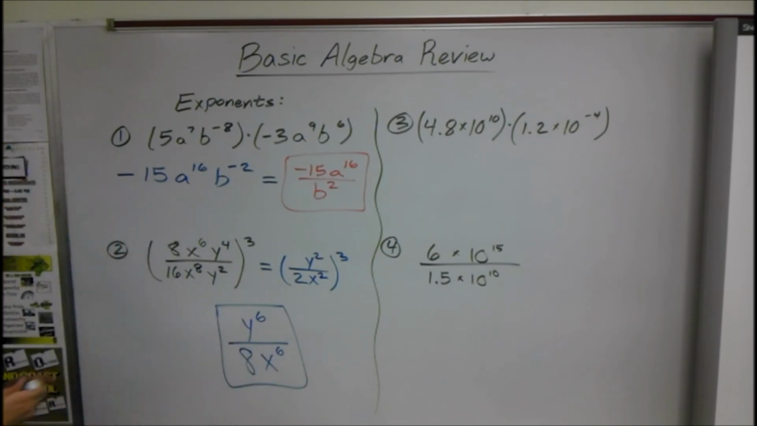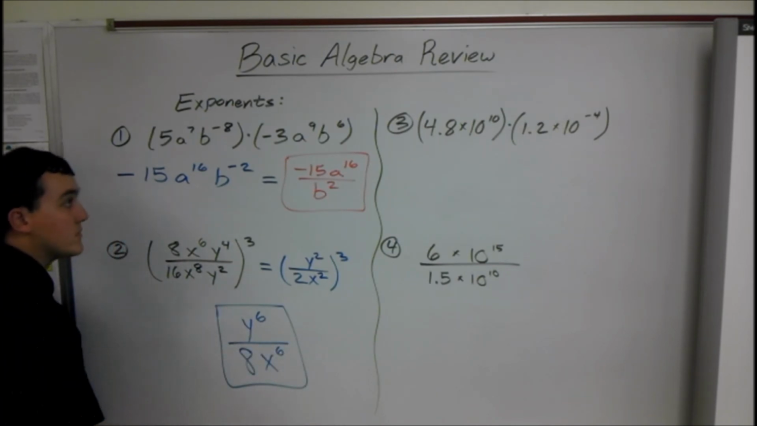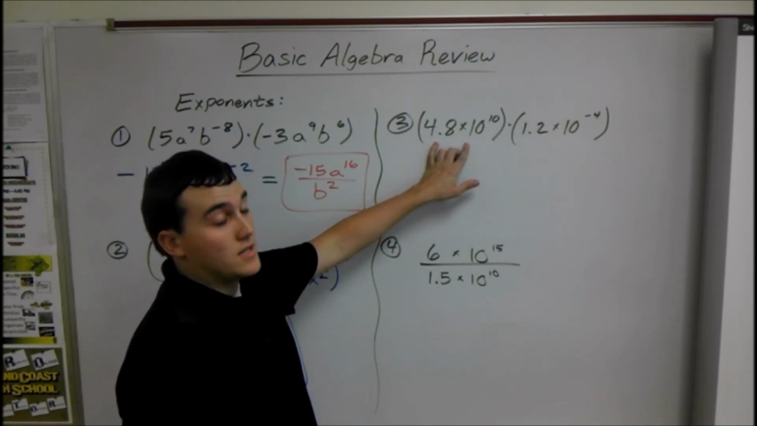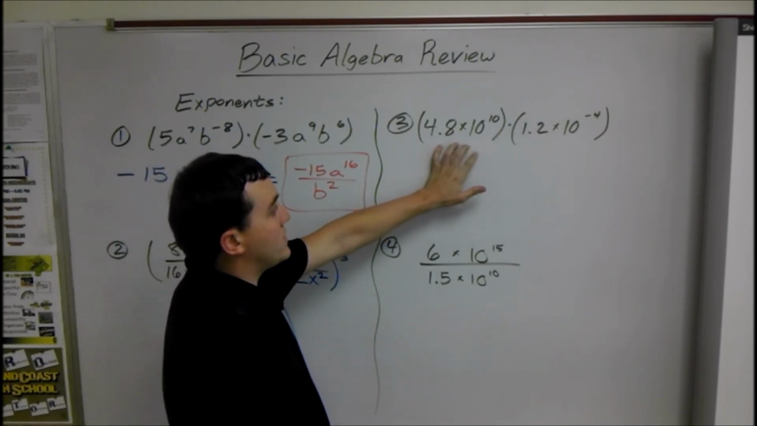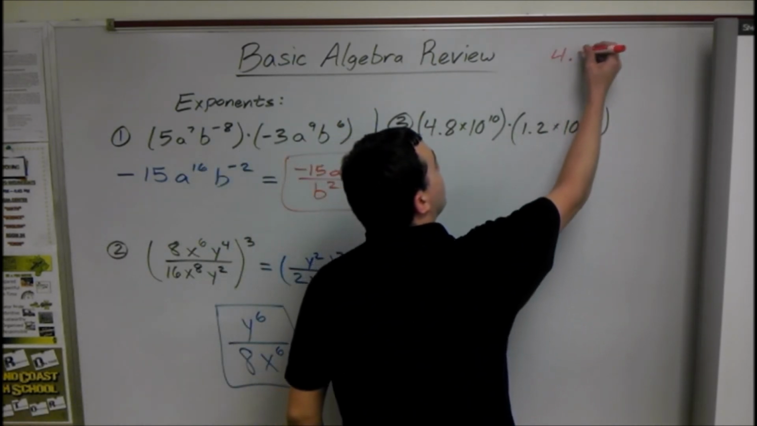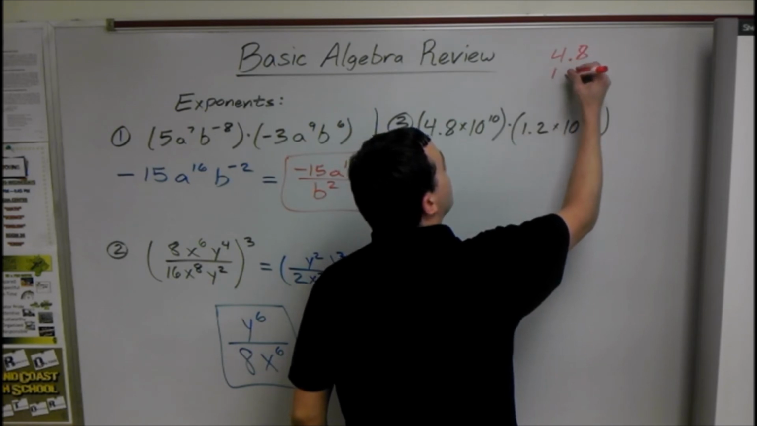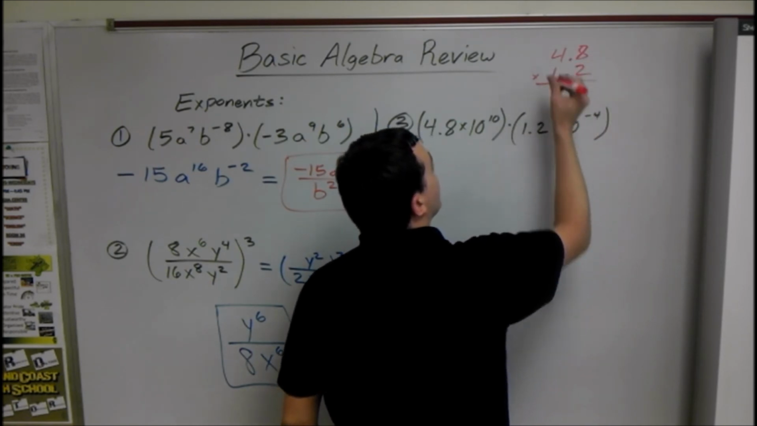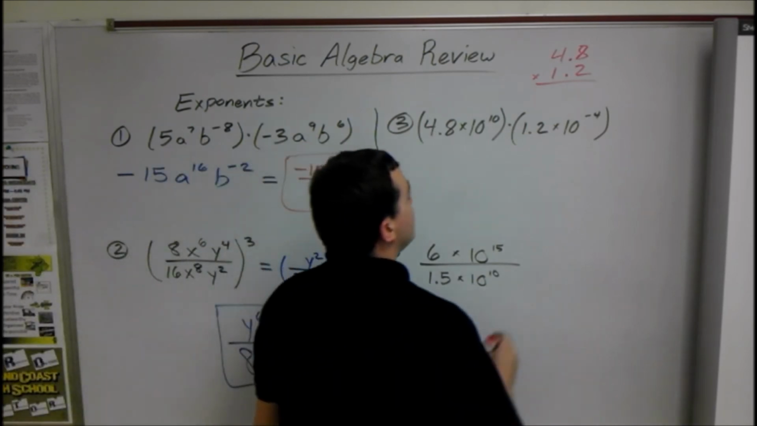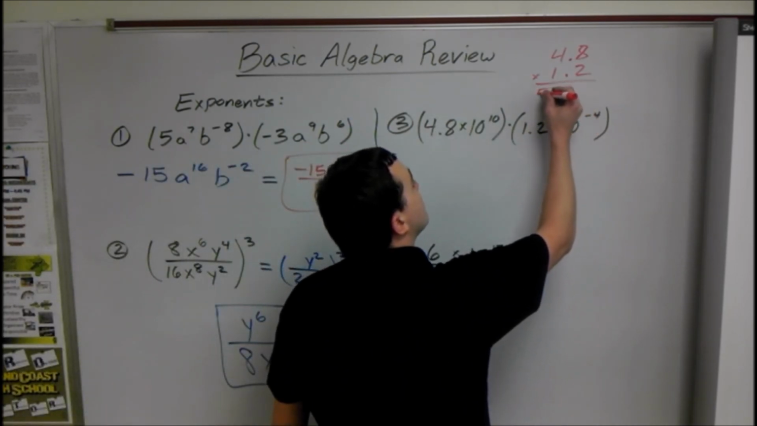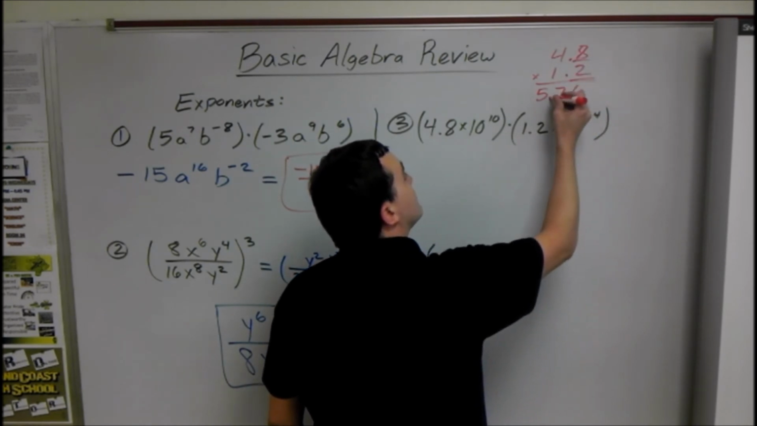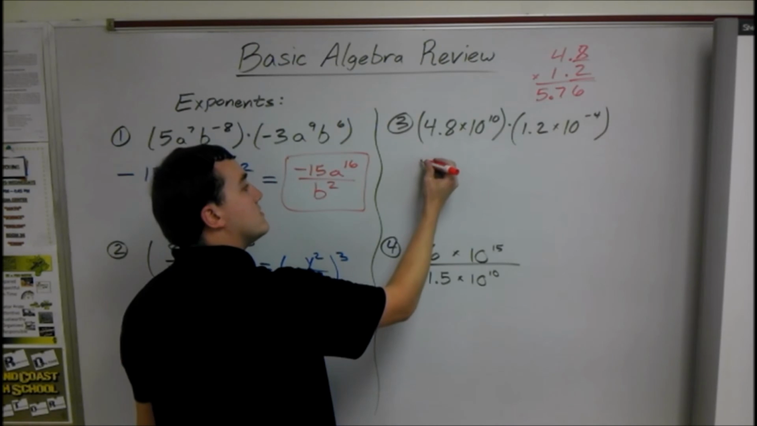Next, we're going to throw in some scientific notation with it. You don't have to convert these to decimals, that would be ridiculous. So the first thing you want to do is multiply these two numbers. 4.8 times 1.2, multiplying, it's going to turn out to be 576, and the decimal moves 2 places, so it's 5.76.